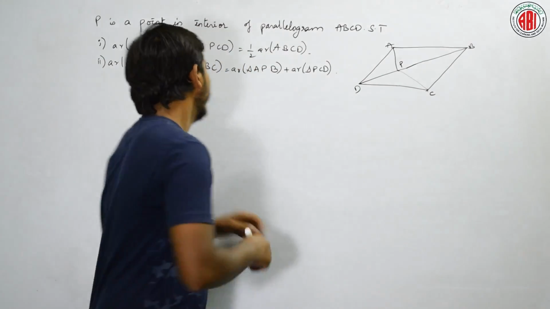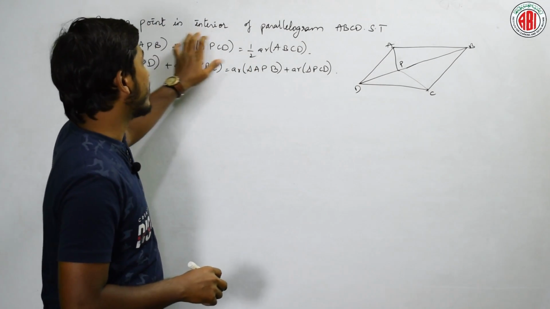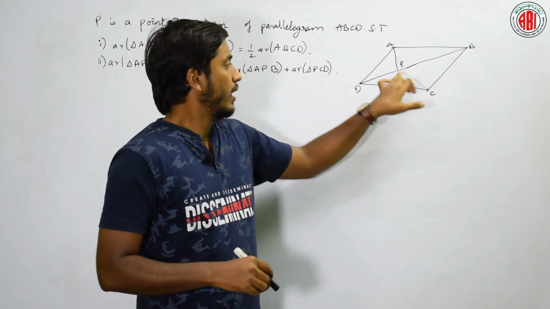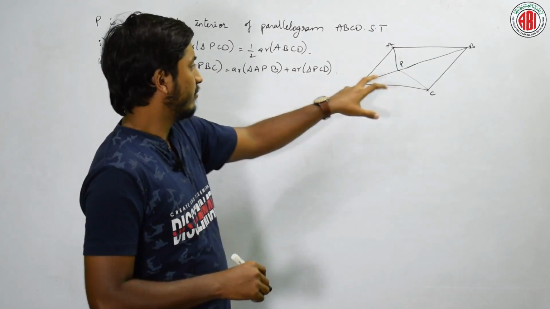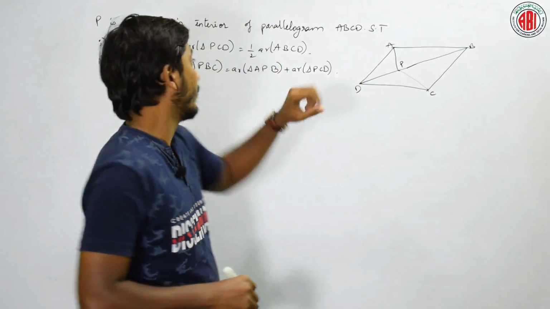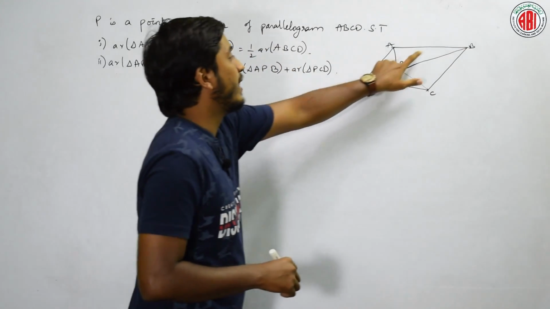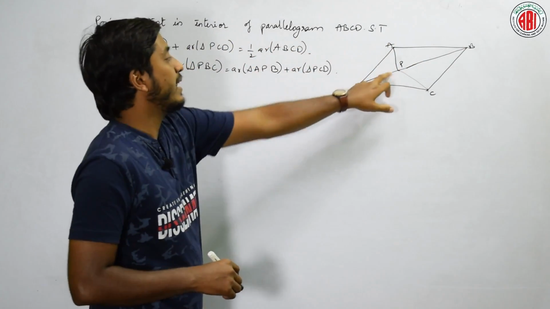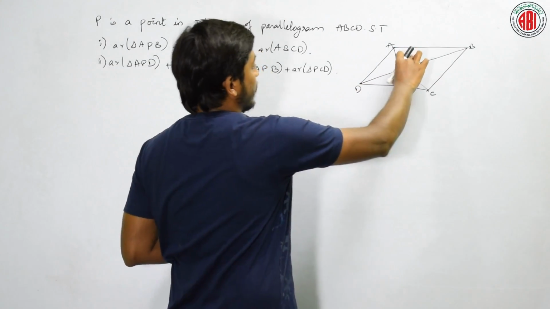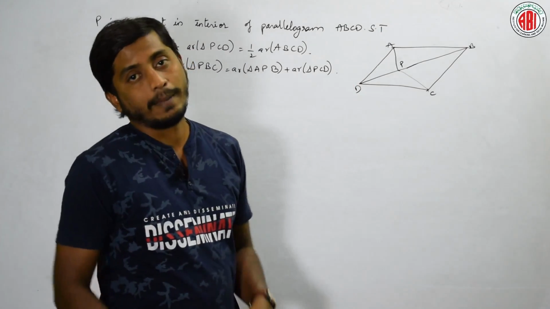See here. Here is the question. It says that P is a point in the interior of the parallelogram as shown in the figure. P is connected in some way, and they gave this kind of lines. There is no diagonal in between. Remember, show that the area of triangle APB and triangle PCD, if I add these both, I should get the area which is exactly half of the whole parallelogram.